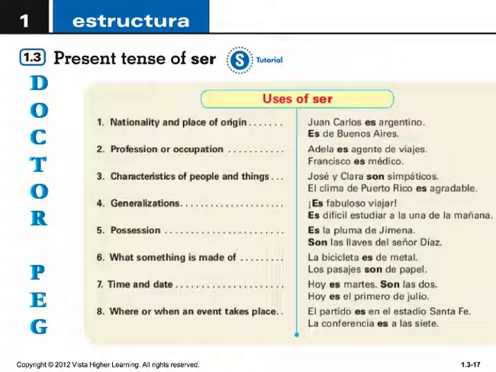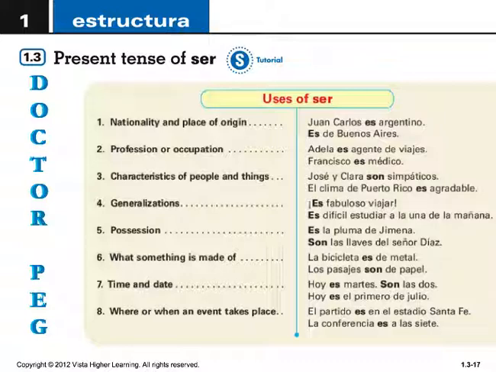Just to reiterate once again the uses of ser. We have Dr. Peg, and of course, according to the textbook, there's a few more as well. Maybe they say it in different ways and give better examples. For example, nationality in place of origin. Juan Carlos es argentino. Es de Buenos Aires. Profession or occupation. Adela es agente de viajes. O Francisco es médico. Characteristics of people and things. José y Clara son simpáticos. El clima de Puerto Rico es agradable.